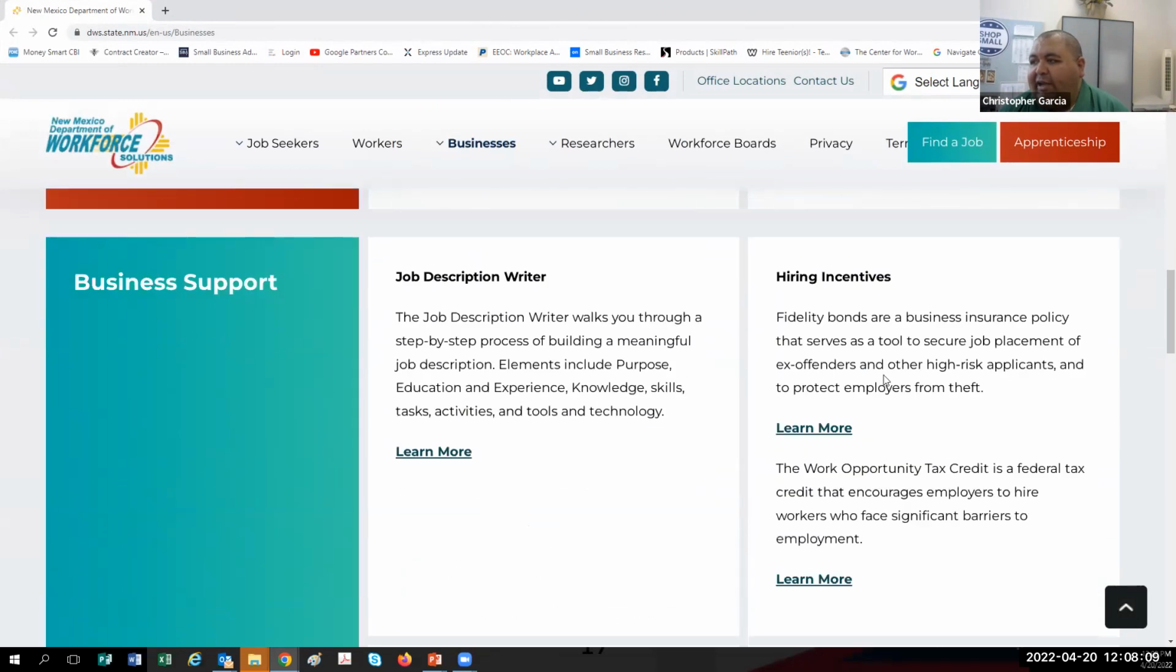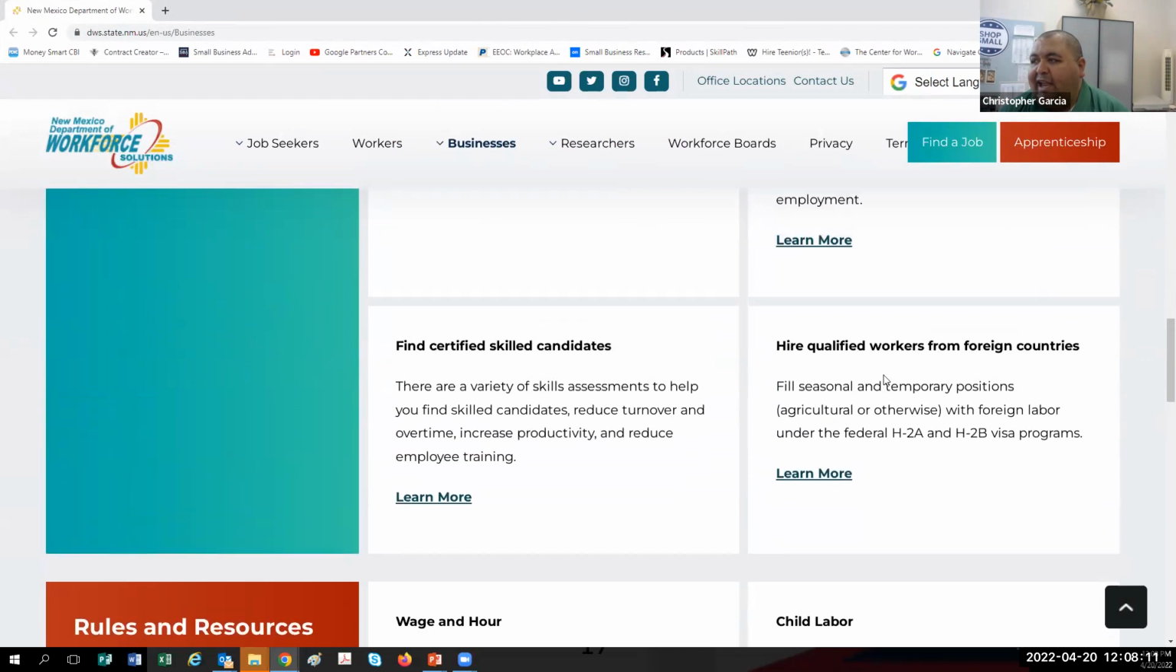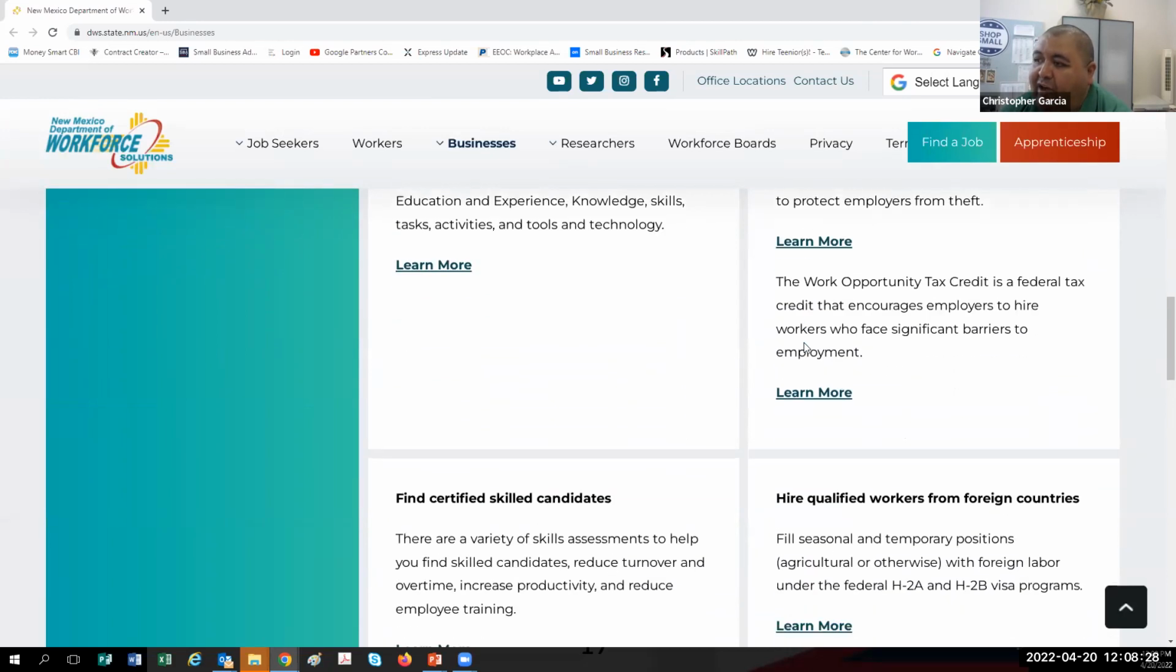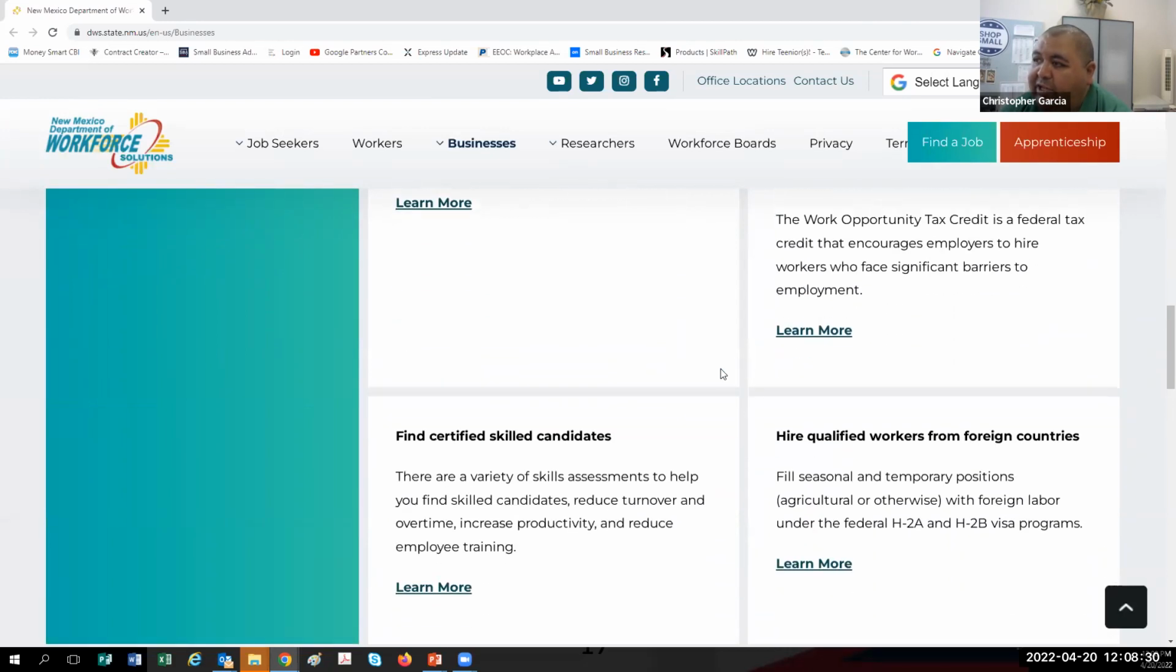Then they have the hiring incentives. What they do really well is they put the job ads out for people looking for a job. The hiring incentives, there's some incentives, like if you hire a veteran, you can apply for a tax credit. That means you don't have to pay the withholdings up to a certain point. They have a job description writer. That's really cool.